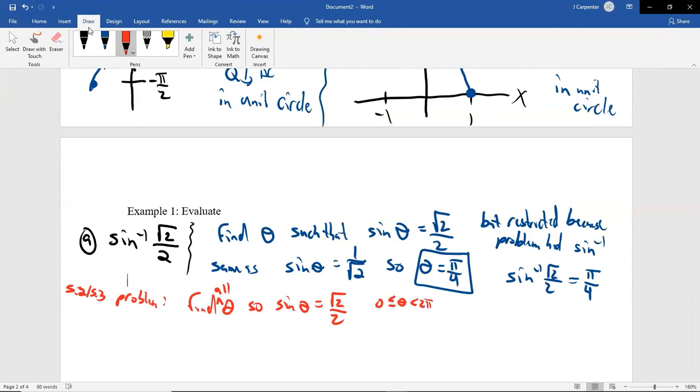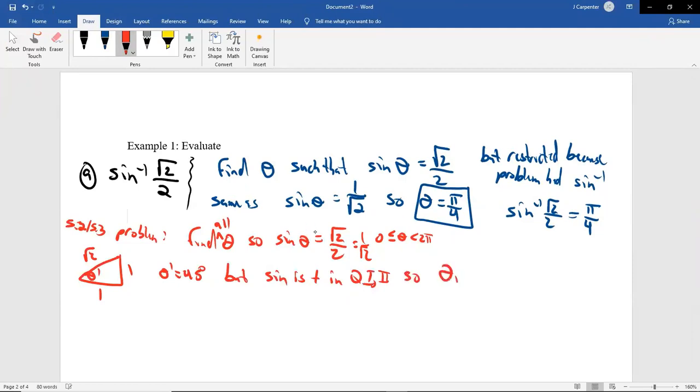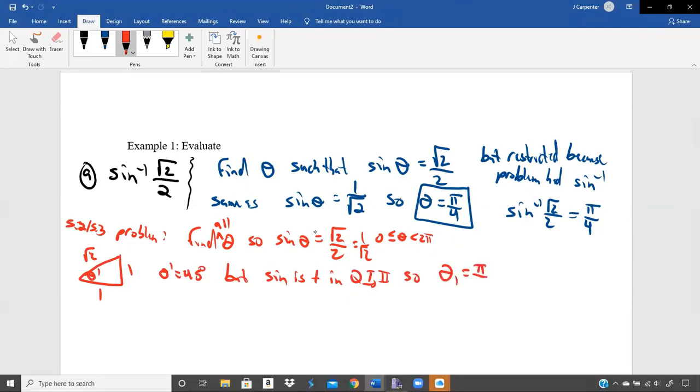So full circle, well, we'd say, oh, well, we need a reference triangle for this. So a reference triangle, and again, that's 1 over square root of 2. So you put your 1 here, you put your square root of 2 here. This is your reference triangle. That makes this also a 1, and that makes the theta prime 45 degrees. But then you say sine is positive in quadrants 1 and 2. Because sine is the y value, you go up in quadrant 1 and 2. So the first solution is the reference angle of 45 degrees, which is pi over 4.